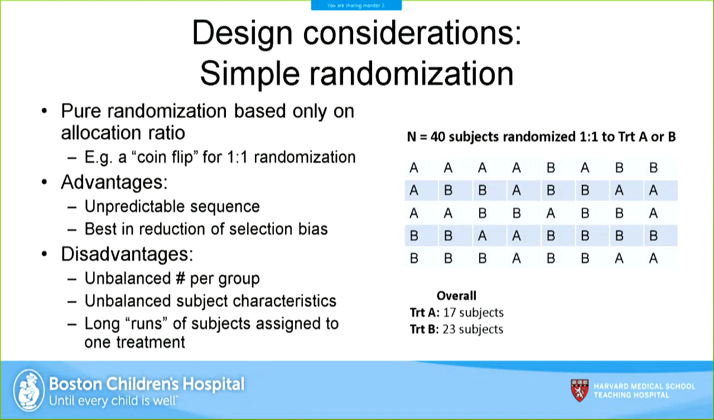And then finally, because it's a simple coin flip here, you may get long runs of subjects assigned to the same treatment. So you can see here, for this sequence of patients, there's 7 individuals who got treatment B. So if for some reason you had to end the study early, you're going to have a large imbalance in your treatment allocation.